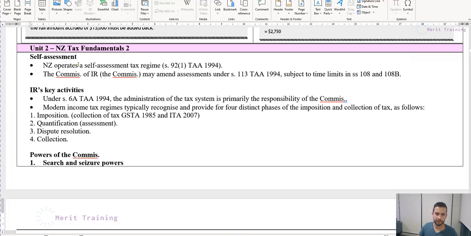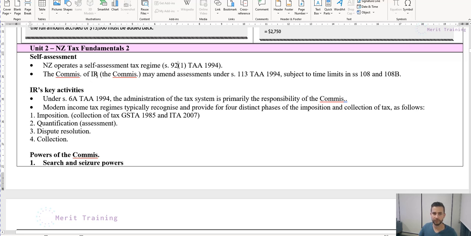New Zealand operates a self-assessment tax regime per Section 92 of the Income Tax Act 1994. What this means, and this is how most tax systems around the world operate, is the commissioner can't go and lodge the returns for everyone. They can't audit everyone. They just don't have the resources to do it. The cost would outweigh the benefit. So the system works on a self-assessment basis, which basically means everyone lodges their own tax return, everyone needs to be across the rules, and everyone will be responsible for the outcome.